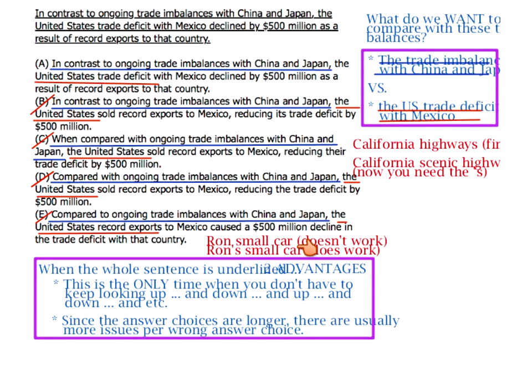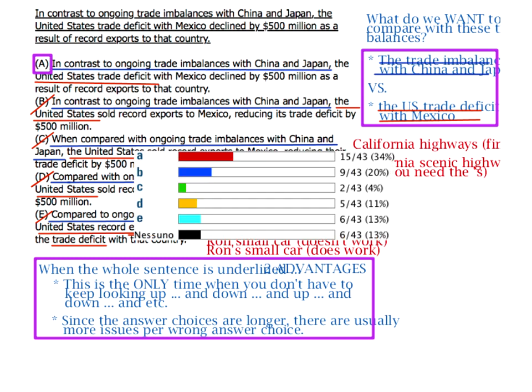Also, this is the wrong comparison anyway. I mean, we want it to be the trade deficit, not the exports. So that's an easier way to eliminate it. You don't even have to go over all that craziness. Only one choice even makes the right comparison. How about that? So what you should think about, because this problem did cause you guys some grief.